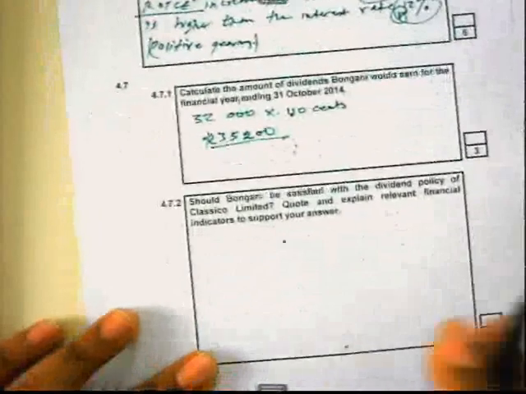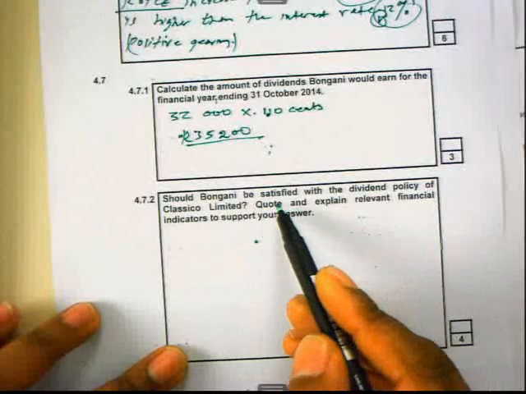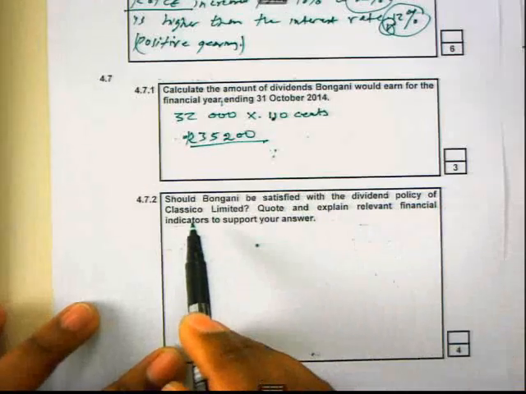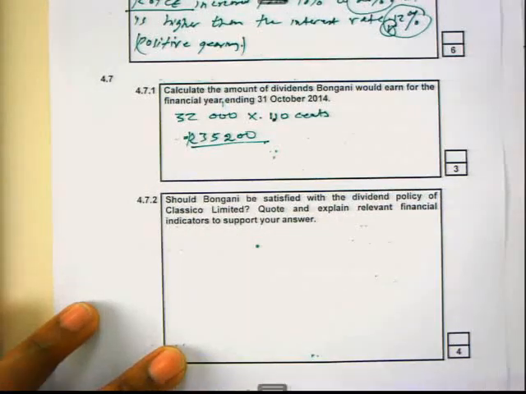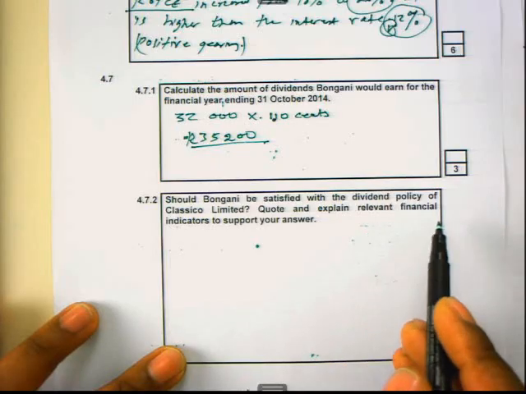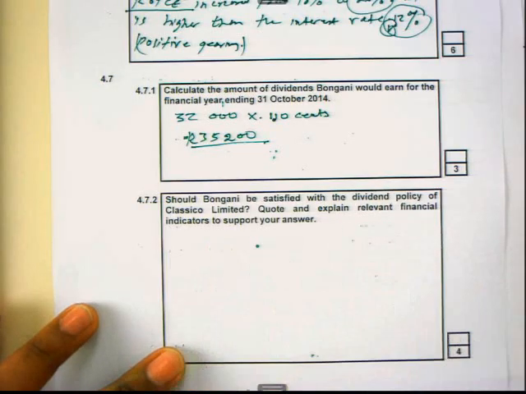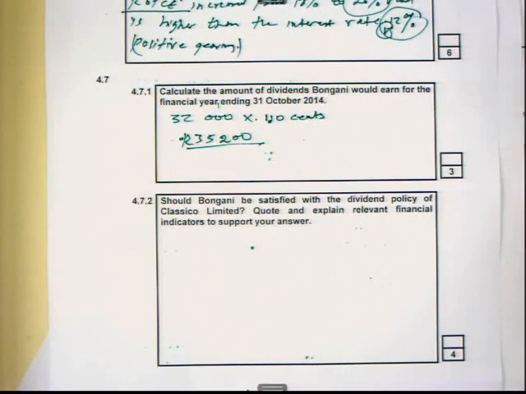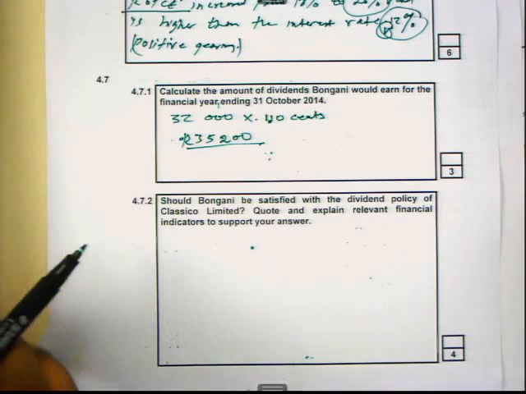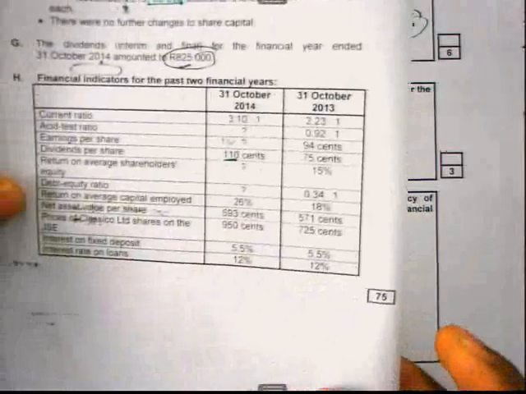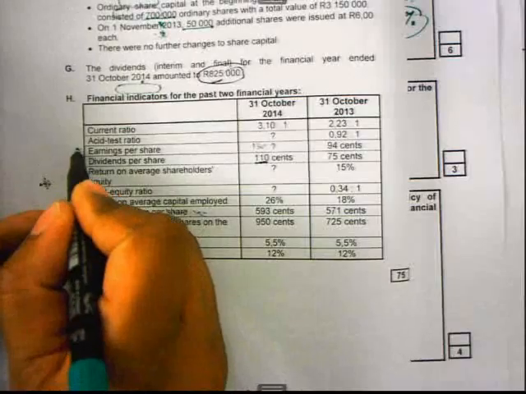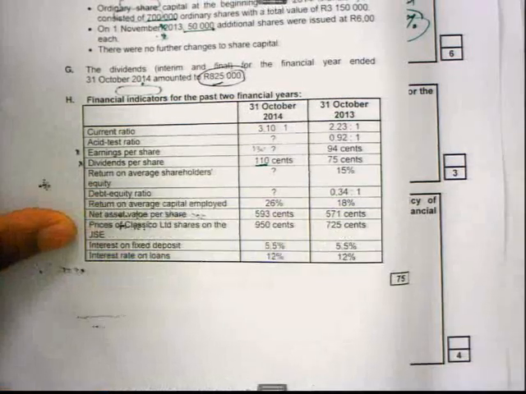The second question: should Bongani be satisfied with the dividend policy of Classico Limited? Quote and explain relevant financial indicators to support your answer. Now, when you're confronted with that question, you must compare your earnings per share with your dividends per share for both years.